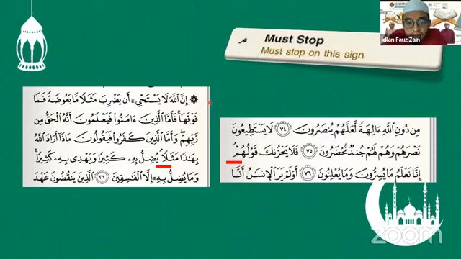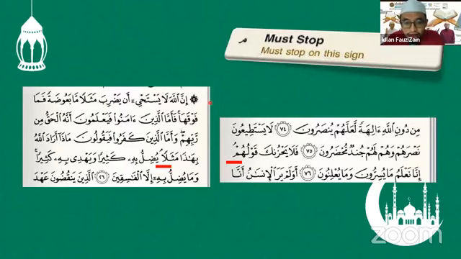Some people ask, what happens if we continue? Is it a sin if we continue? The answer is, it is not a sin if we continue. But actually in Quran, we have signs to show us where we should stop and where it is better to continue. It is related to the meaning of the verse itself.